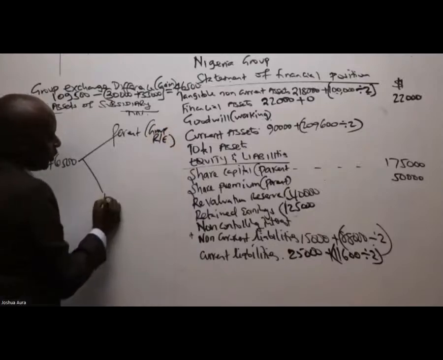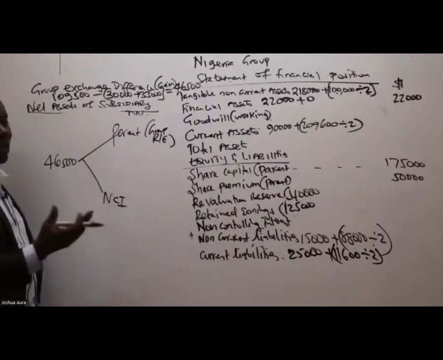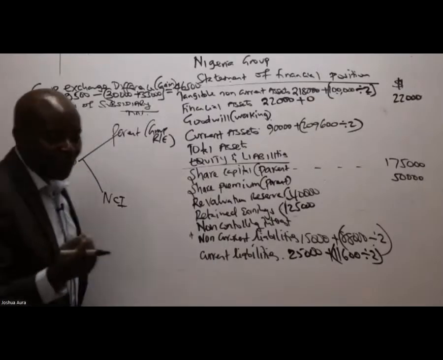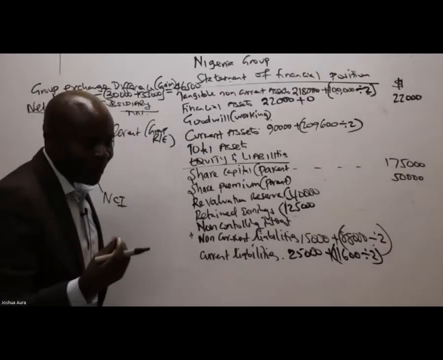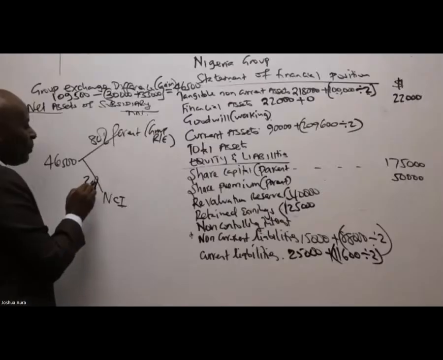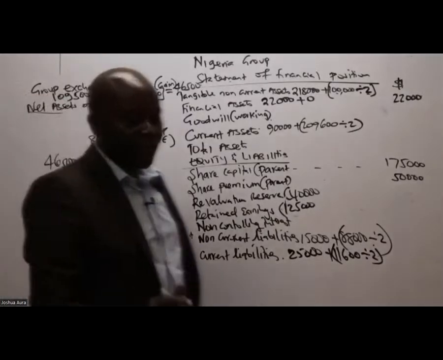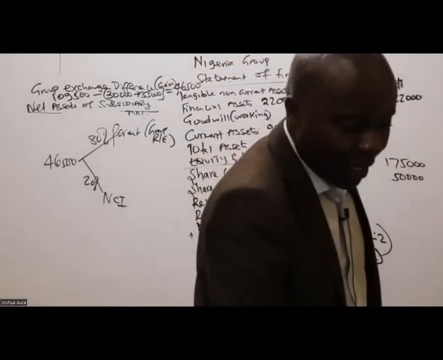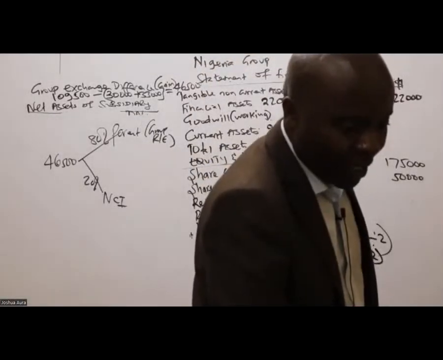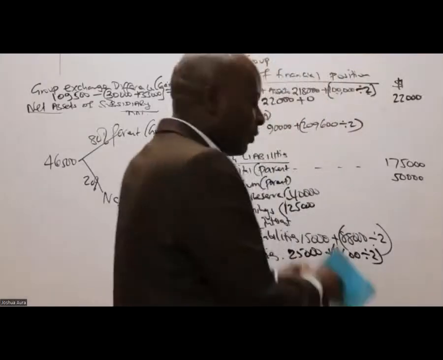And then we have NCI. Do you know the parent's percentage? It was 80%, isn't it? And NCI was 20%. I can see this is telling me 46,500 times 80%. They have already given me the figures. The parent is 37,200.